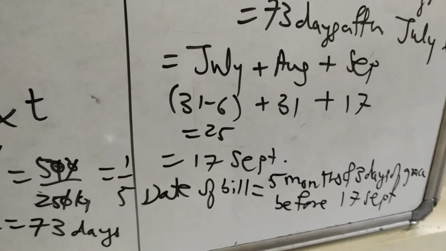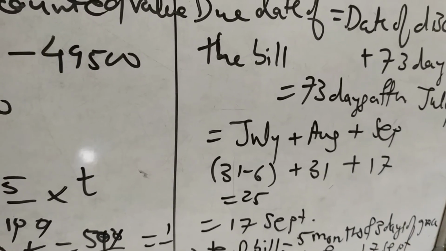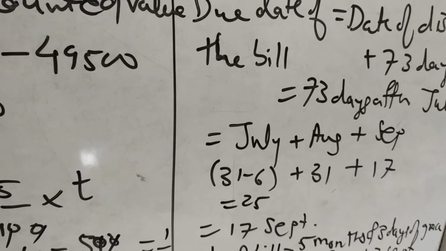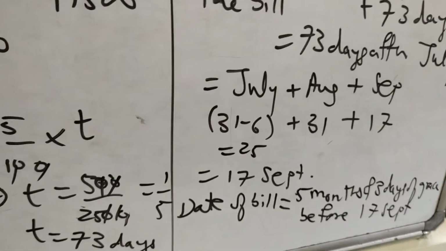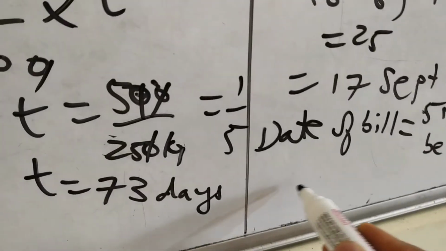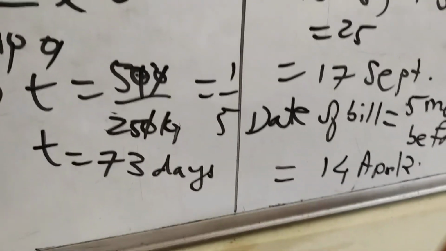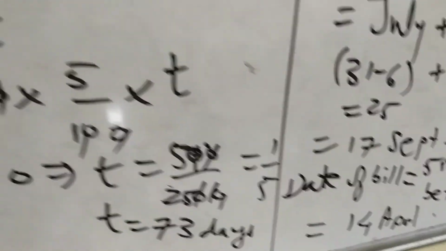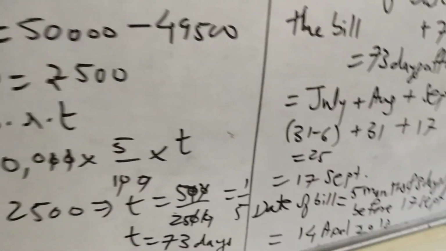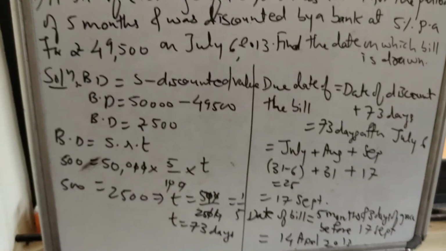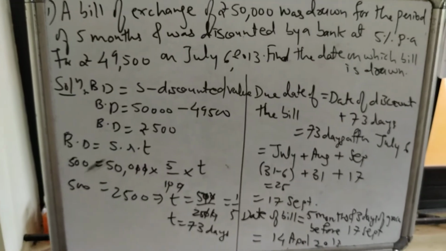So from 17 September you have to come back 5 months. 17 September to 17 August, 17 July, 17 June, 17 May, 17 April, minus 3 days of grace. That comes to 14th April. So date of the bill is nothing but 14th April. Here it is 14th April 2013. So this is the way how to calculate the date on which bill is drawn.